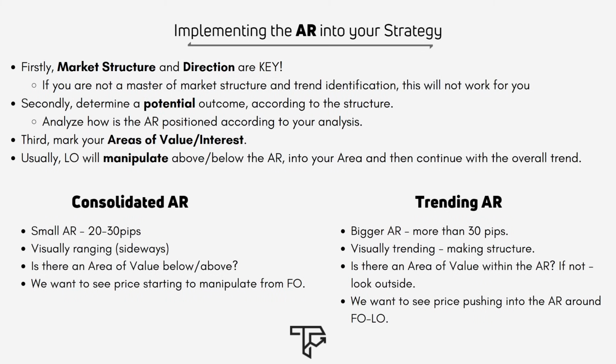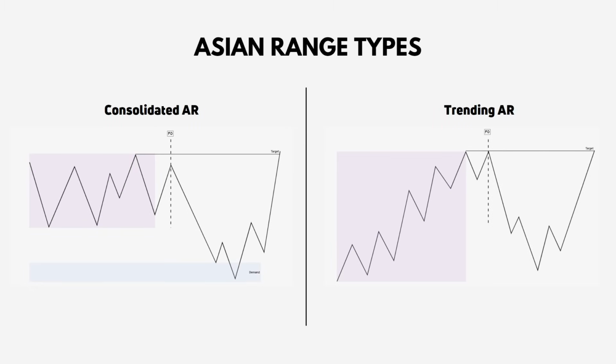So this is just the basic foundation. This slide, I've given you 4 steps, and I've given you the 2 types of Asian ranges that we are about to study right now. So let's get into it. Again, as I said, we're having a consolidated AR and a trending AR. AR stands for Asian range.